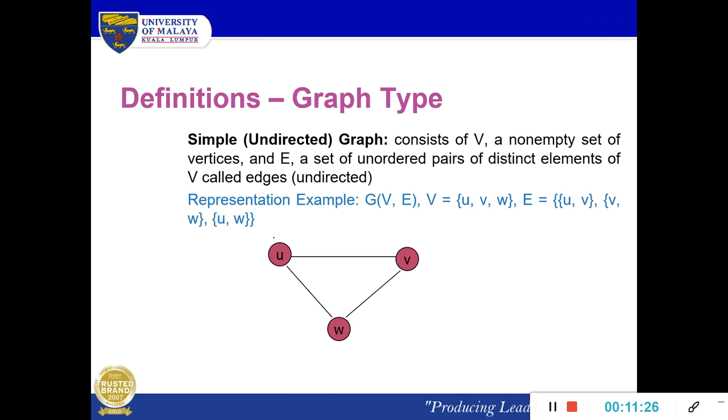Simple undirected graph. So this is an undirected graph. Okay, if you put another edge here, this is not a simple graph anymore. Once you have only one edge between each pair of vertices, u to w one edge, w to v one edge, v to u one edge, this is what we call a simple undirected graph.